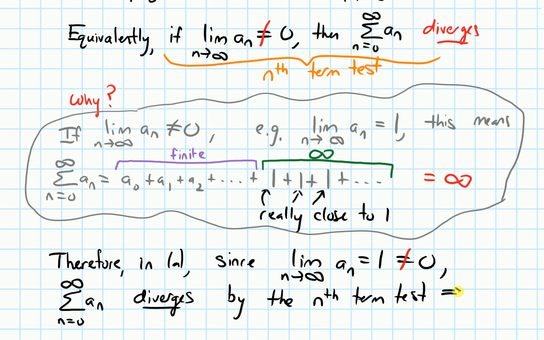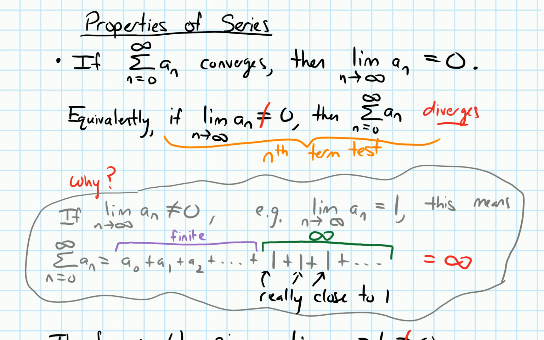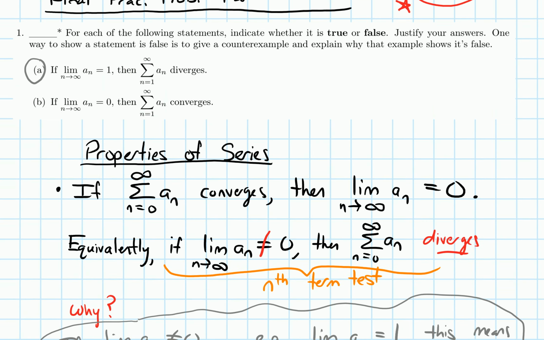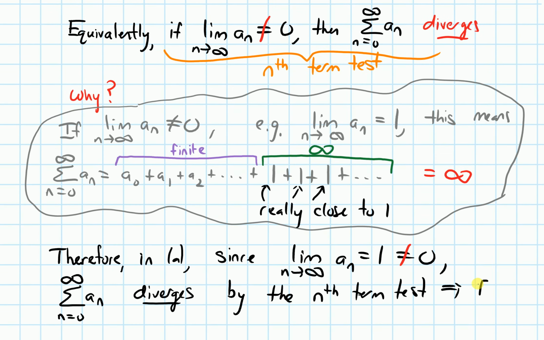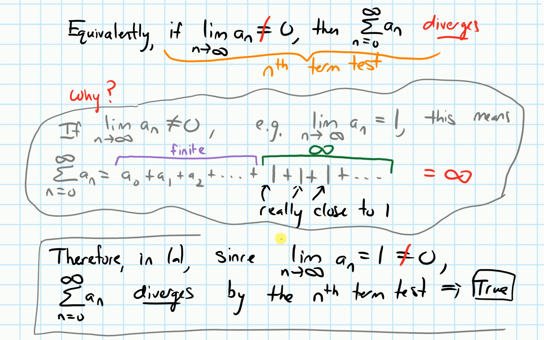So as a result, what was the problem saying? Was it saying it should diverge? Yeah, the problem was saying the series diverges. So that means we just showed that this is true, and this was our entire justification. So I'll even box the entire justification just so that it stands out a little bit.